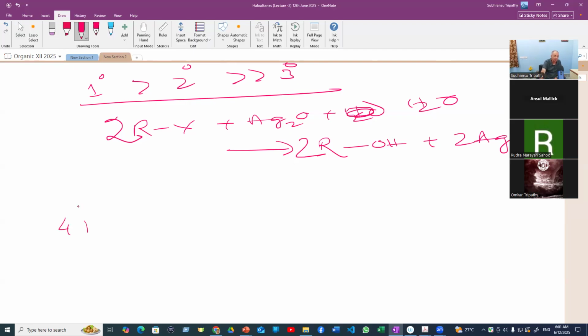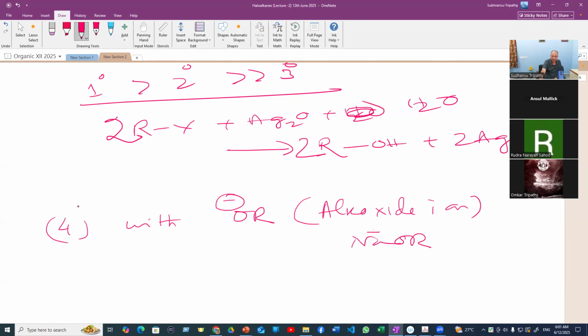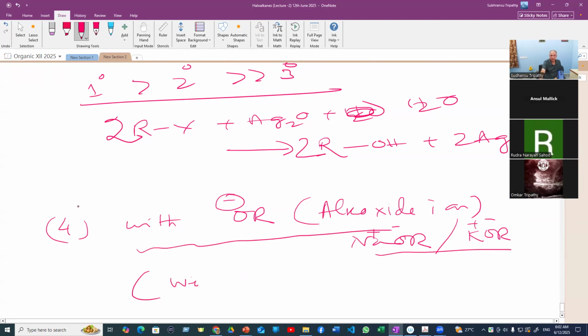And now comes the most important with alkoxide ion, strong base. Using sodium alkoxide or potassium alkoxide. This is what we call Williamson synthesis of ether.